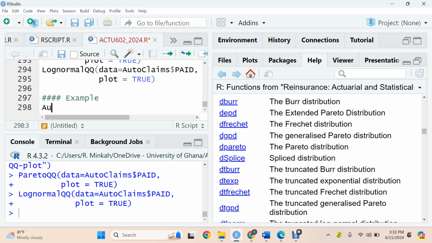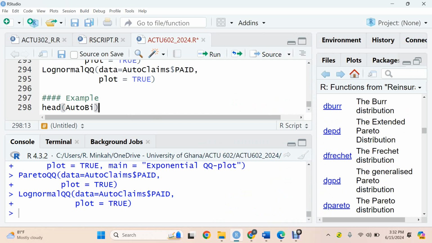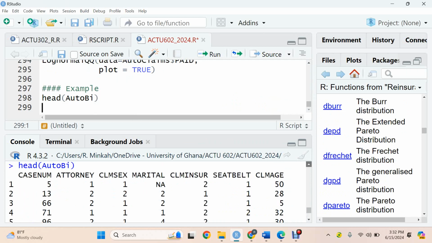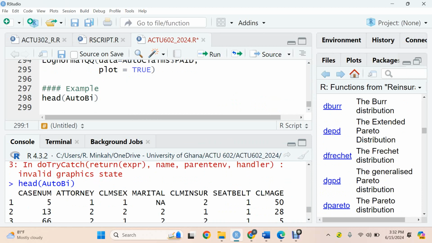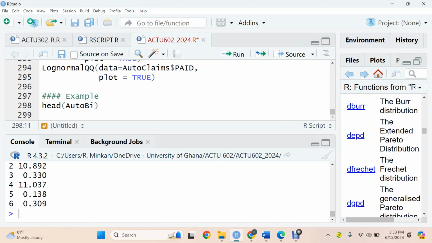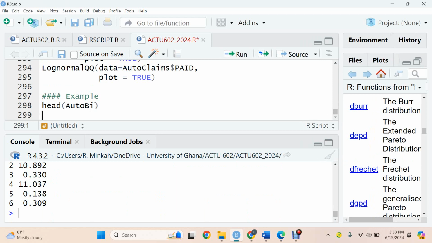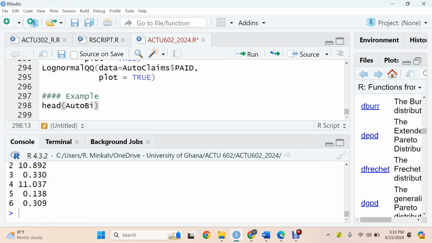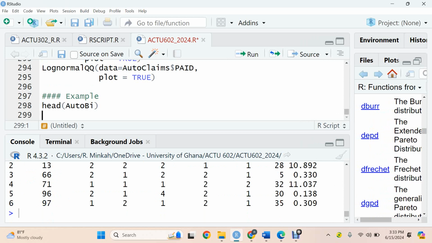So there's also Auto BI. Let's look at the head of the data. You want to see just a few rows, usually 6, right? And you can have the tail as well, which is at the end of it. So the head of the data will give you what data it is. Okay, now I can see all of them at a go.